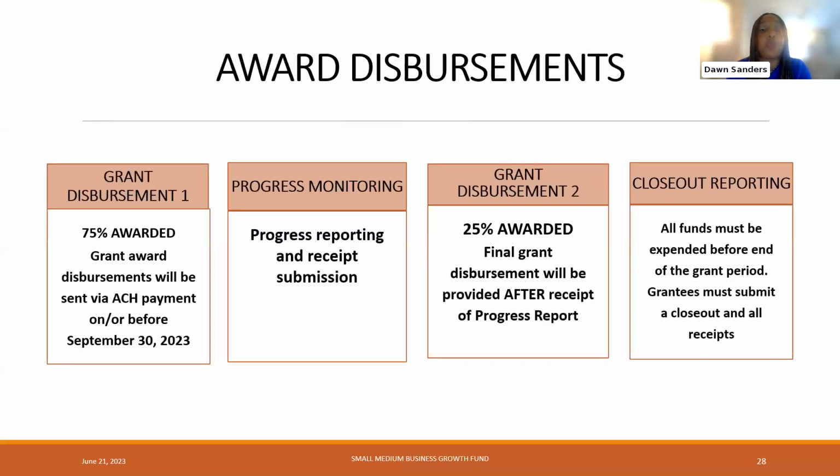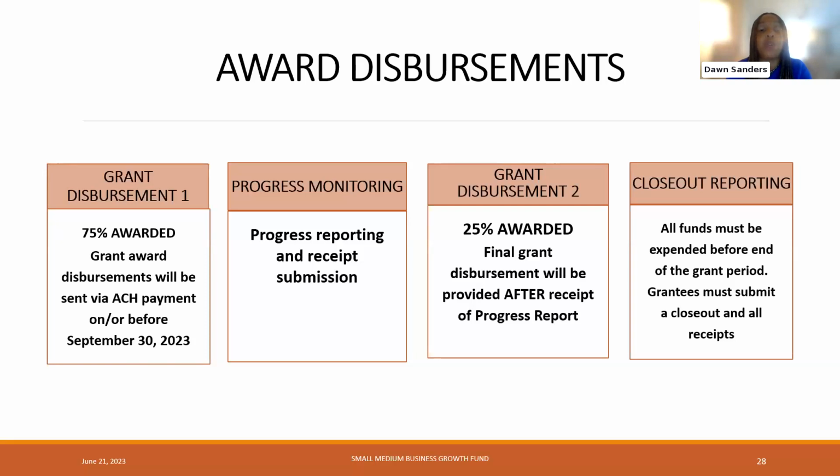For our grant disbursements, your awards will be provided in 2 separate disbursements. Your grant for disbursement 1 will be a 75% award, and that specific disbursement will be made via ACH payment on or before the 30th of September. In order to be eligible to receive your second disbursement, we're going to ask that you complete a progress report and submit all of your receipts for the funds that you have received and have expended during that period, before your next disbursement can be issued.